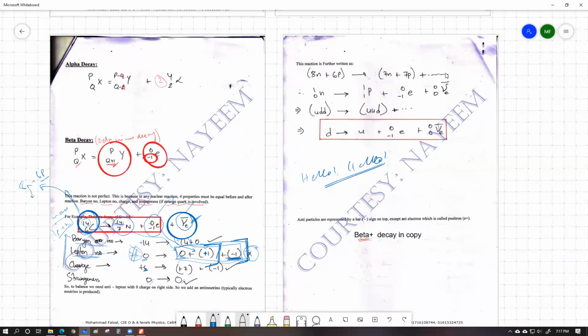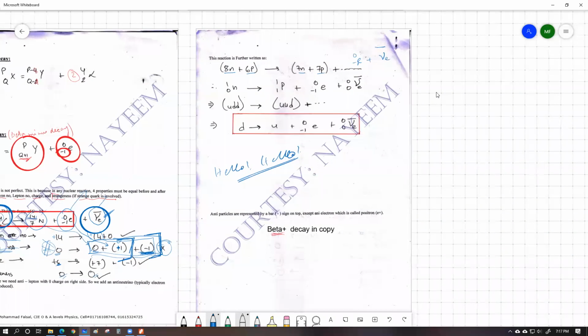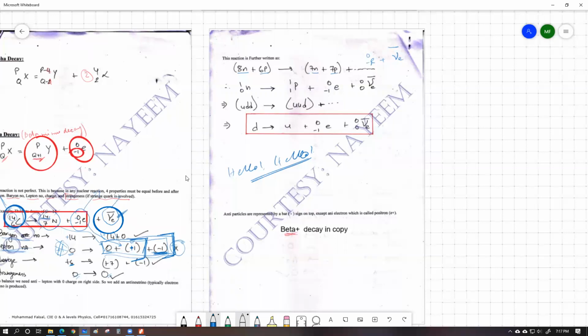Now over here we are trying to break down this equation into much smaller portions. Have a look. This reaction can be further written as 8 neutrons plus 6 protons converting into 7 neutrons plus 7 protons plus the rest of the things. The dot dot dot here means there is a beta particle, and along with it an anti-electron neutrino. So we basically broke down the atomic structure, the nuclear structure of the carbon nucleus and the nitrogen nucleus.